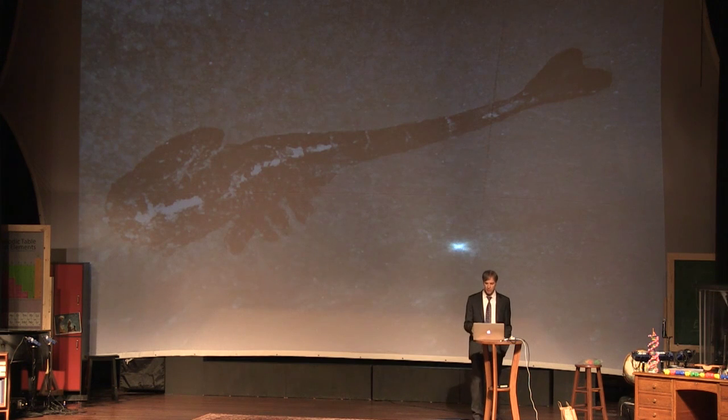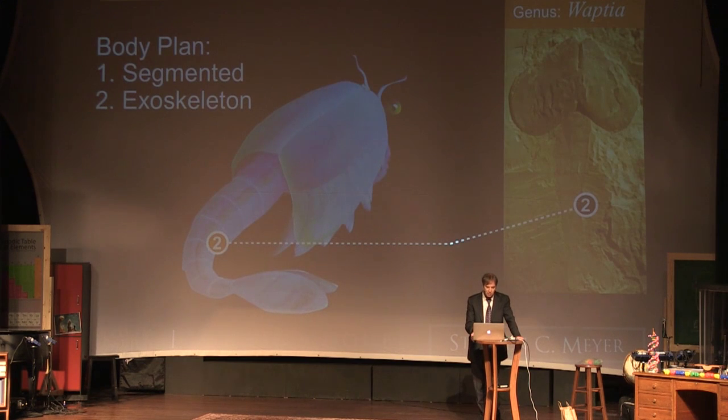This is called a Waptia. It's a kind of crustacean. You can see the little articulations in the tail section. It looks a little bit like a shrimp in that part of its body. And here's an artistic depiction of it with another fossil preservation. You can see the hard head shield and the beautiful segments in the body, all beautifully preserved.